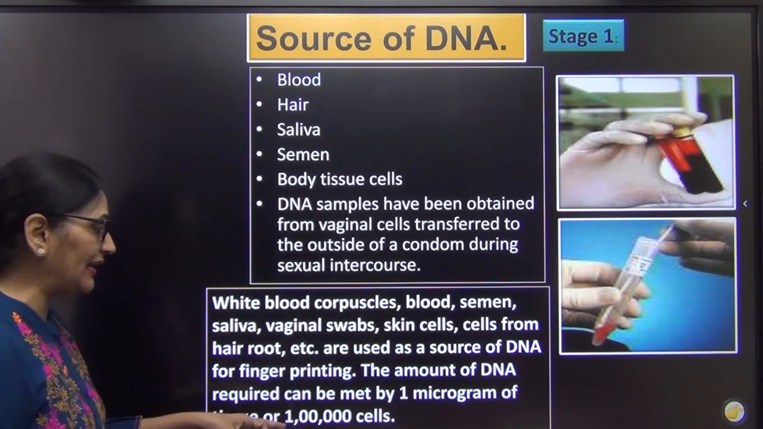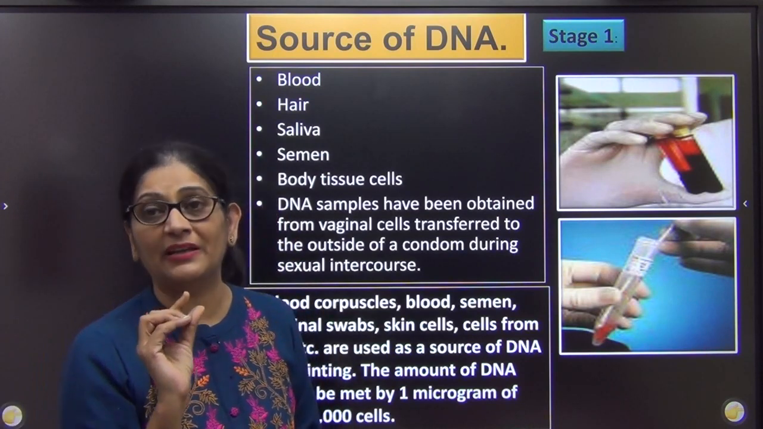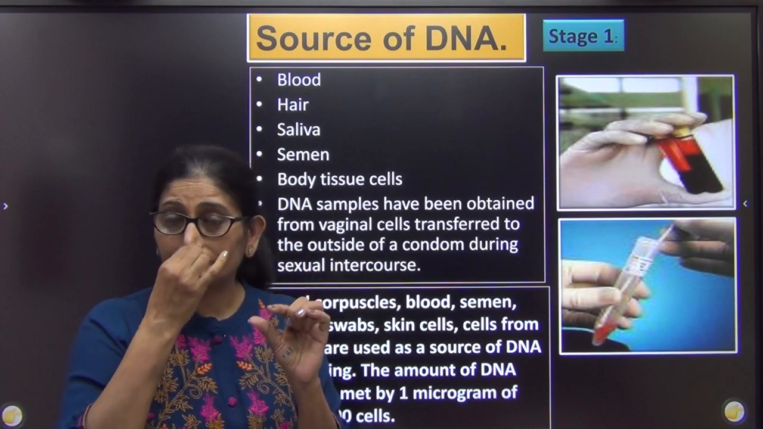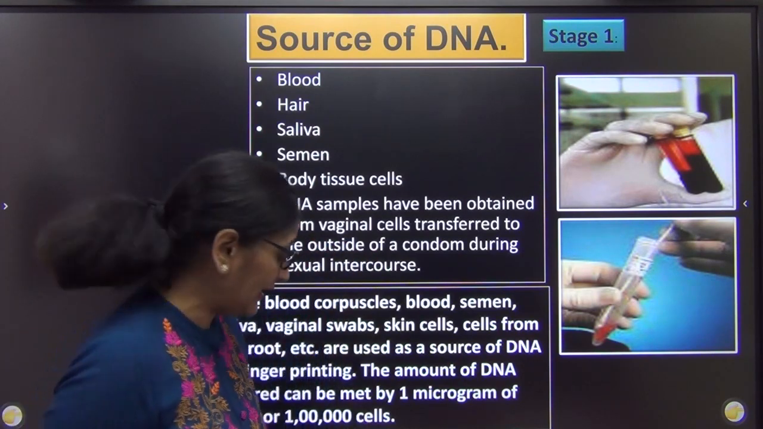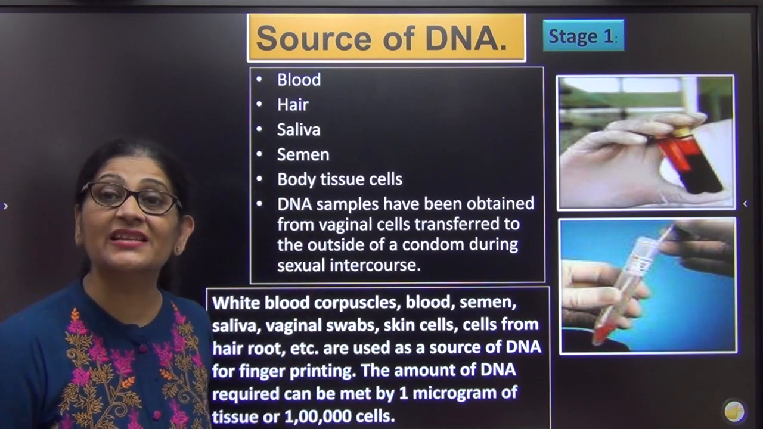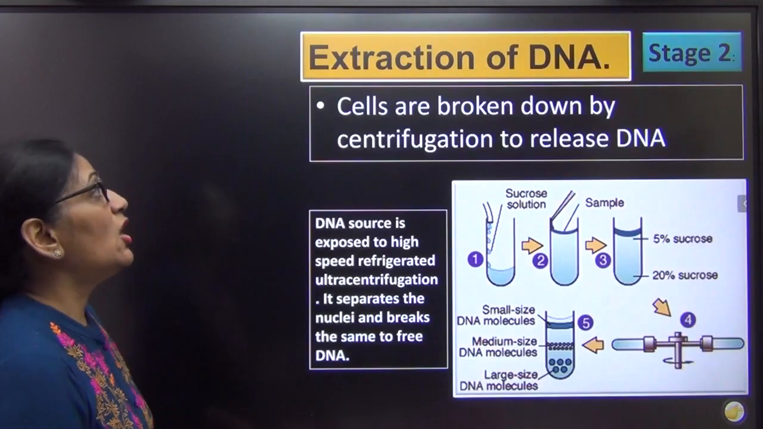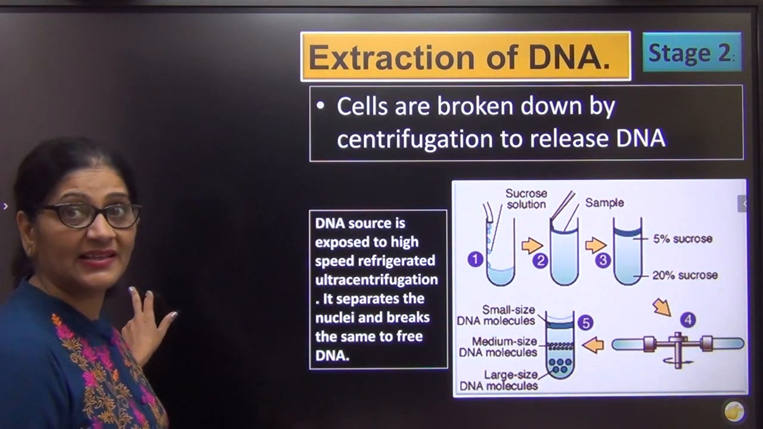The amount of DNA must be minimum 1 microgram. Minimum 1 microgram DNA मिलना चाहिए. तभी it is easy to study those VNTRs, right? So the first step in the process of DNA fingerprinting is to get DNA from any source. Once you get it, you need to isolate that DNA from the cell.